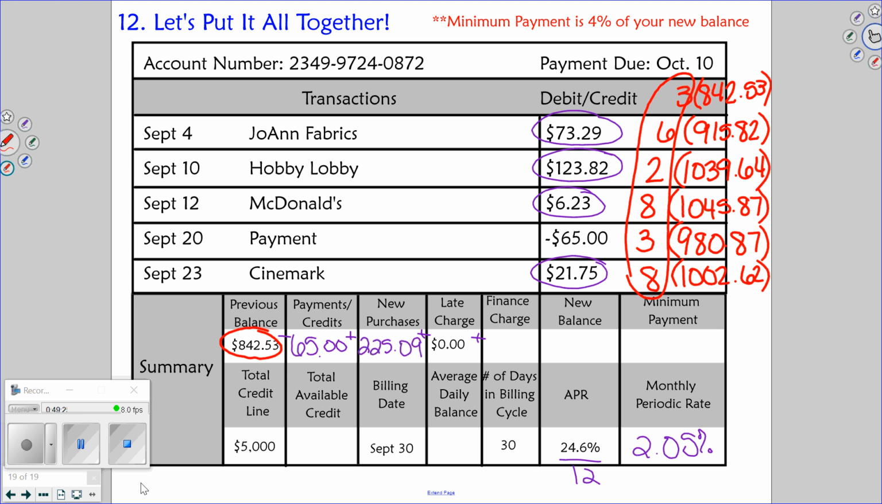All right, so when you multiply and add all that stuff up, you should get 29,432.32. Then we have to divide that by 30. 29,432.32 divided by the 30 days. So what is your average daily balance?